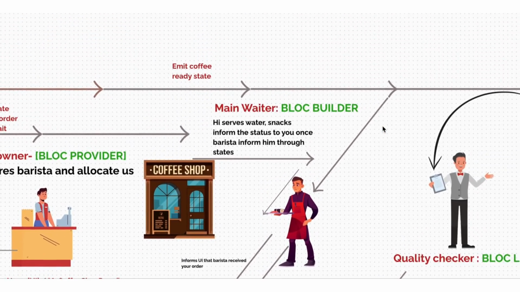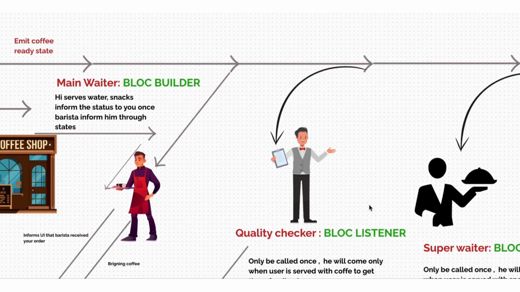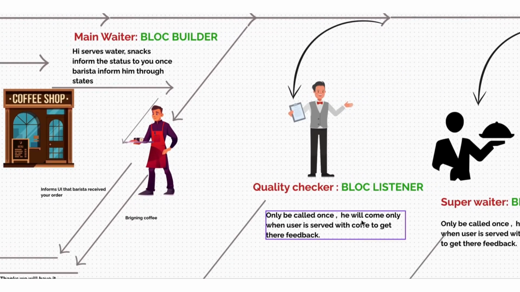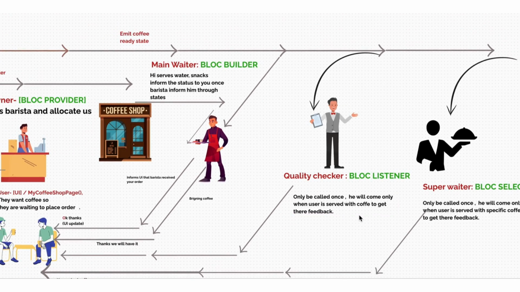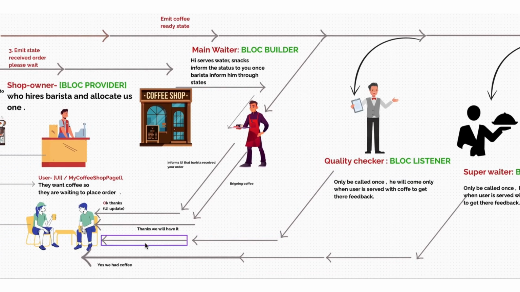So apart from BlocBuilder, there is one more entity, BlocListener. He will be called only once. He will only come when the user is served with a coffee. It has a special purpose, like gathering feedback. BlocBuilder will be called every time there is a change in a state, but the listener will be called only once to handle specific cases. So in this case, the BlocListener listens to the state and he comes to us and asks for the feedback. How was the coffee, sir? We will inform him: better, bad, or anything. Okay, so that part is also done.